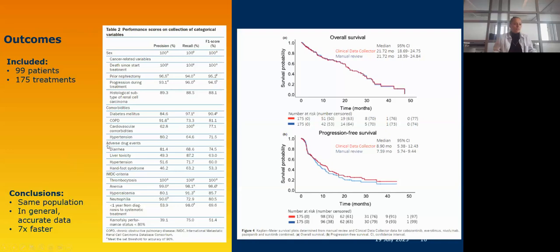This is not in the slide, but it took me around 1.5 hours per patient to collect the manual data. So you can calculate how much time I spent on that already.